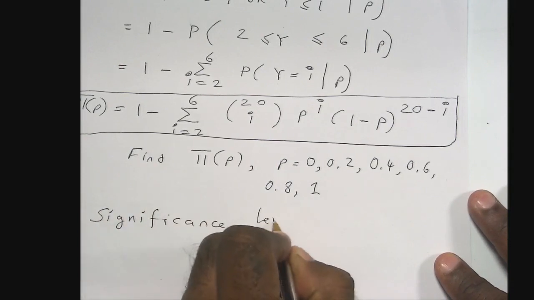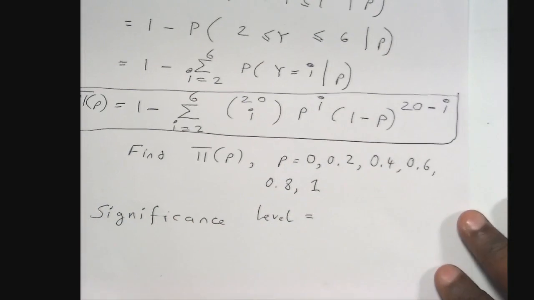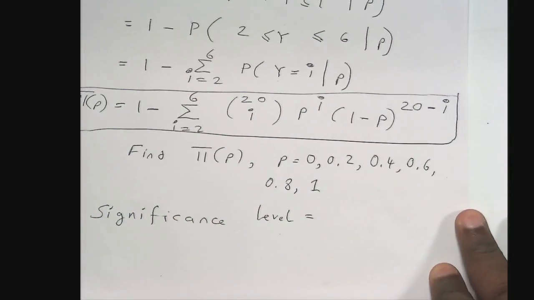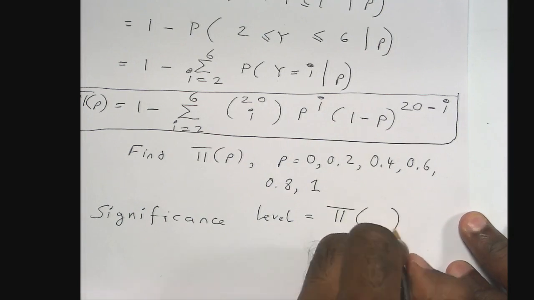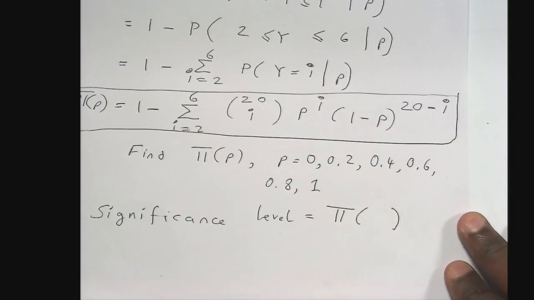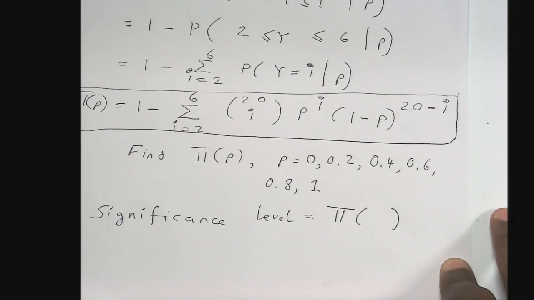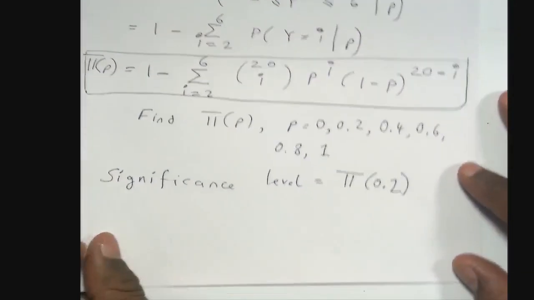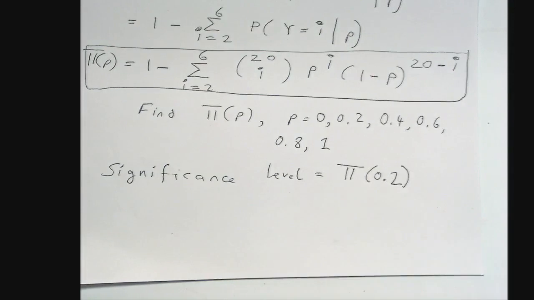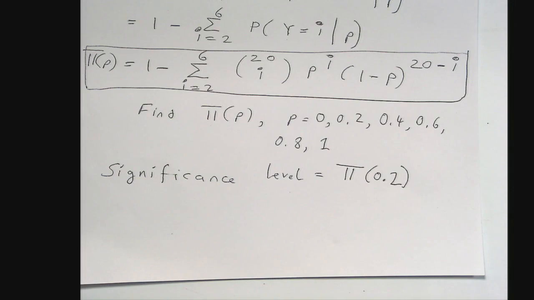The significance level, do you remember this? What did I tell you guys last week? Significance level is the same as alpha. Now what is alpha? The probability of type 1 error, which is pi at theta 0, which in this case is 0.2. Remember, we are testing this versus this. So the significance level is equal to pi at 0.2. You just need to work this out at p equal to 0.2.